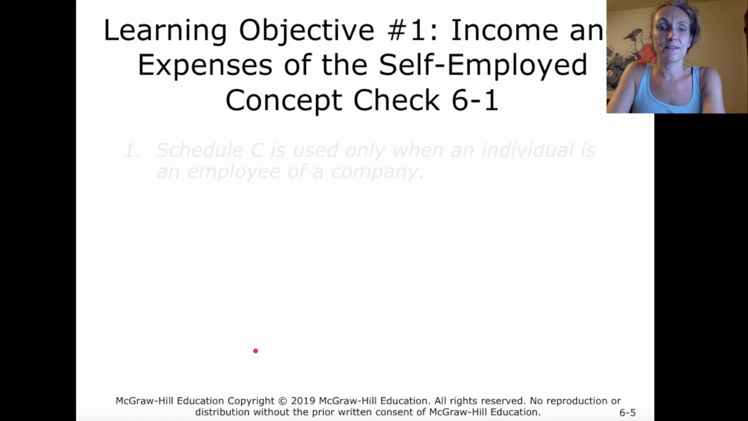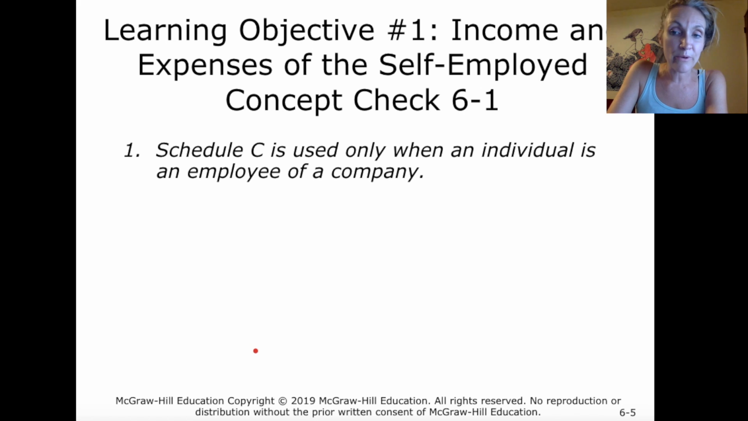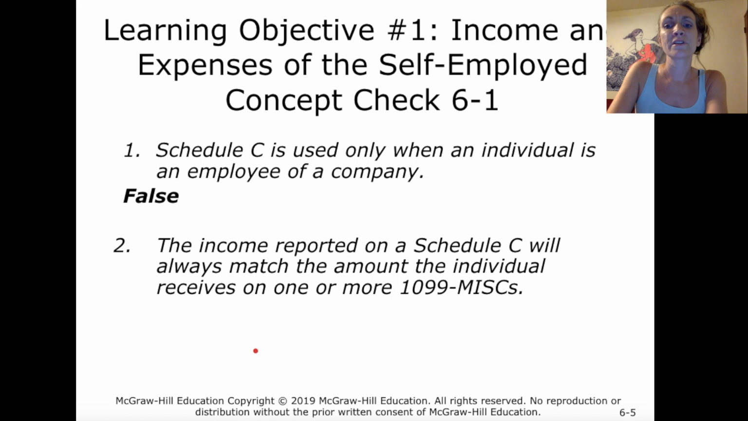All right, concept check. Schedule C is used only when an individual is an employee of a company. Do we use Schedule C when you're an employee of a company? No. Income reported on Schedule C will always match the amount the individual receives on one or more 1099 miscellaneous. Could the self-employed person have other income than the 1099 or even more than one 1099? Most likely. So no, it's not going to match.